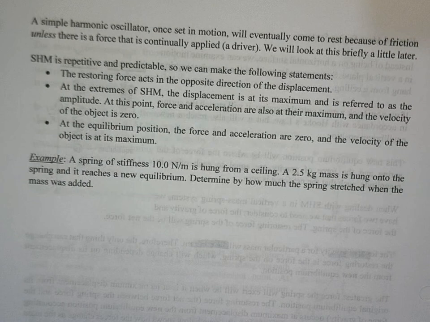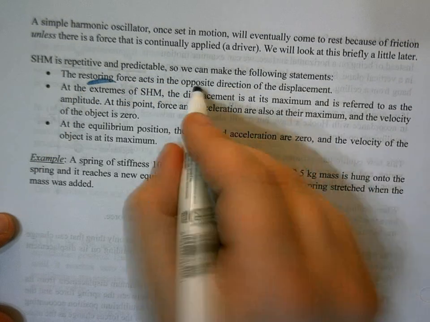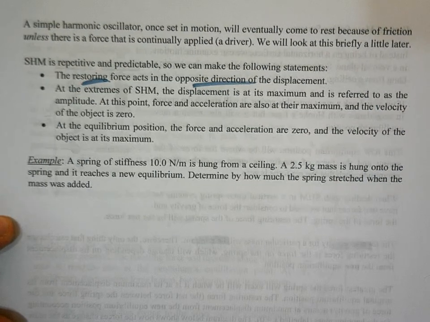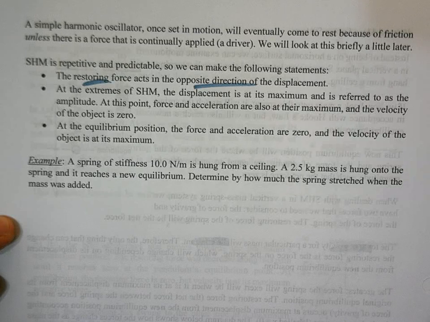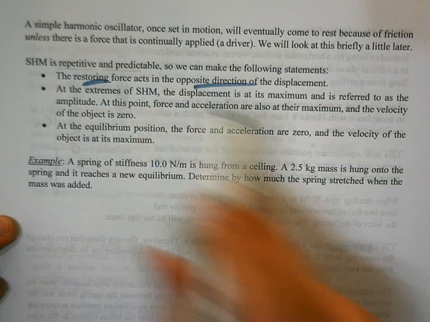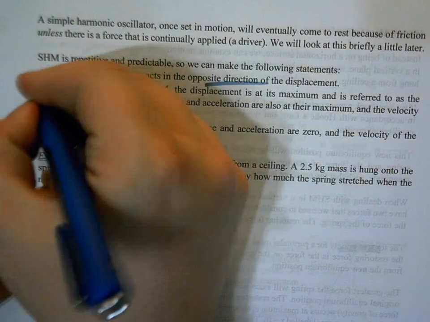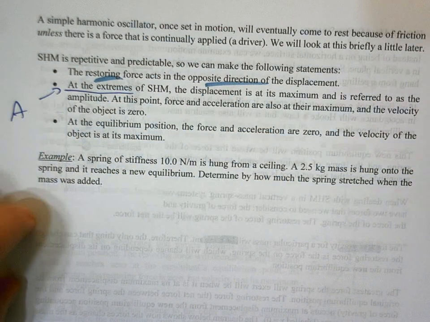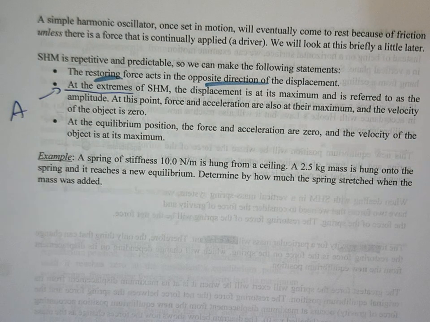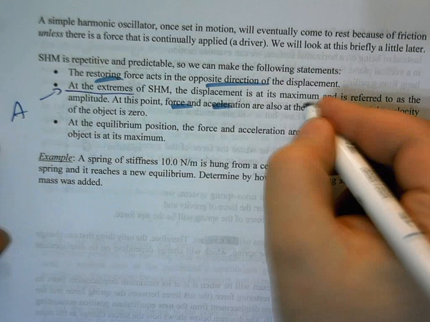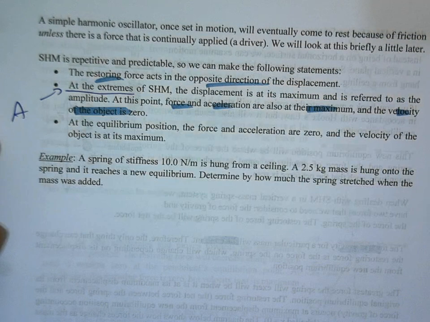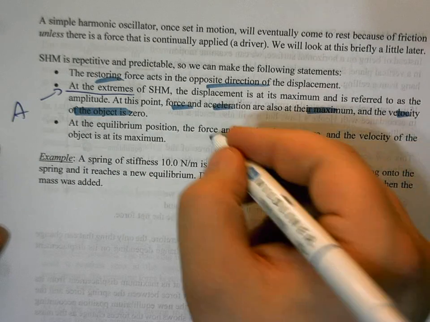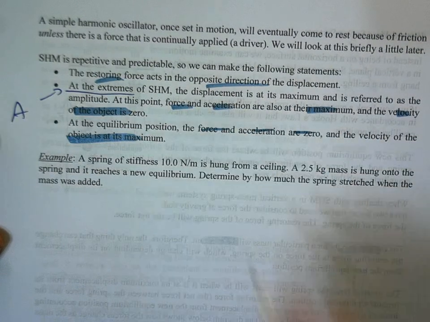We've already mentioned that simple harmonic motion is repetitive and predictable. So we're going to make the following statements. We know that the restoring force is in the opposite direction of the displacement. At the extremes of simple harmonic motion, at the amplitude, the displacement is at maximum, and force and acceleration are at their maximum. Velocity is going to be 0. At equilibrium, force and acceleration are 0, and the velocity is at its maximum.